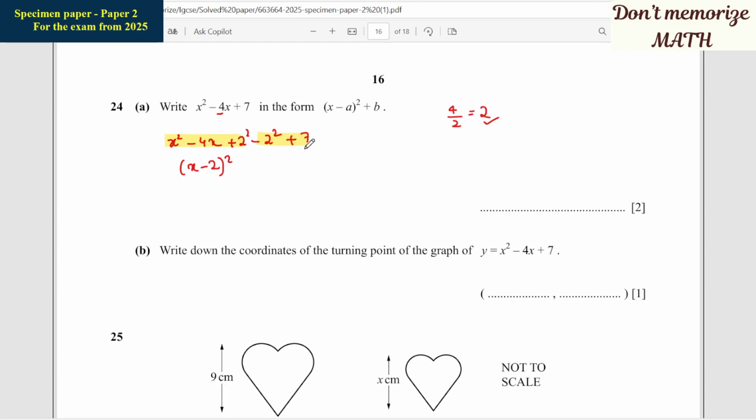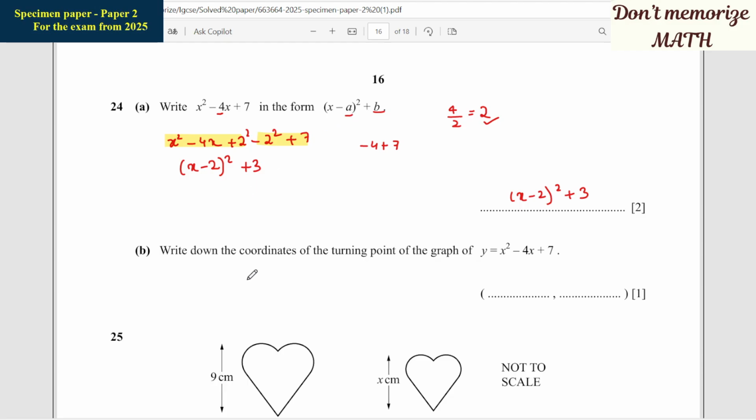Then on the right side you have minus 2 square plus 7. Minus 2 square is minus 4. Minus 4 plus 7 is 3. So you will get x minus 2 whole square plus 3. X minus 2 whole square plus 3, that is the completed square form. Sometimes they will tell you to write the value of a and b. So here a is 2 and b is 3.